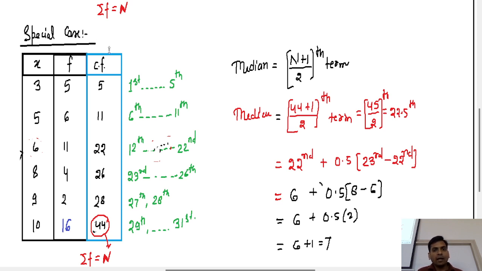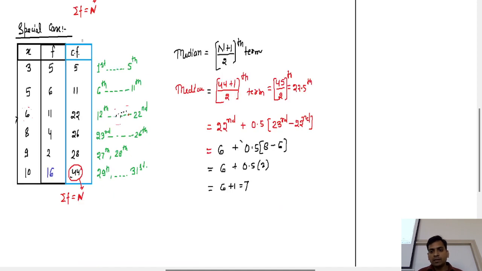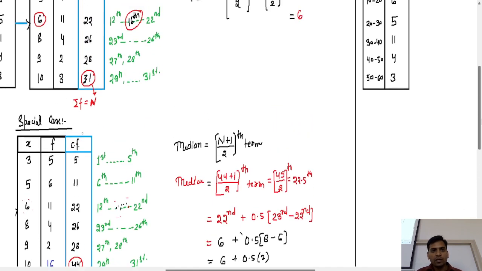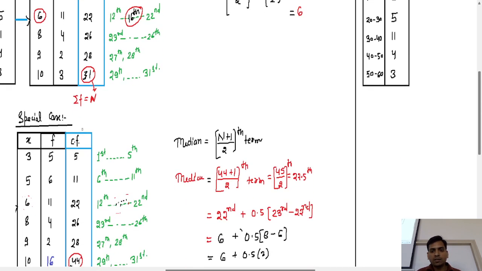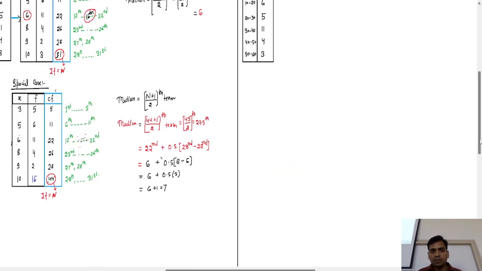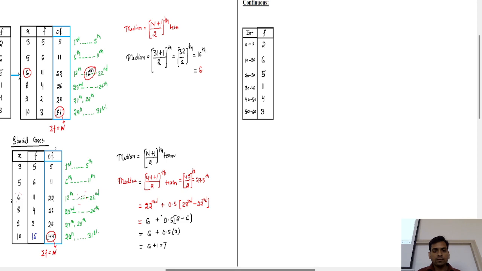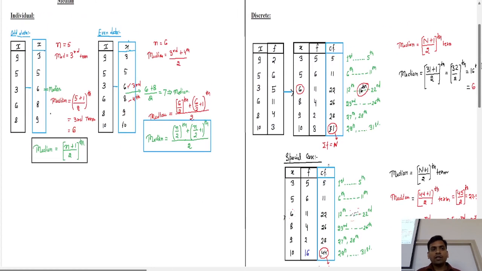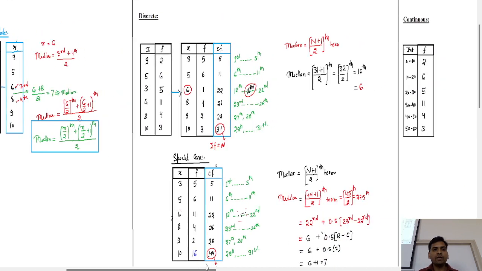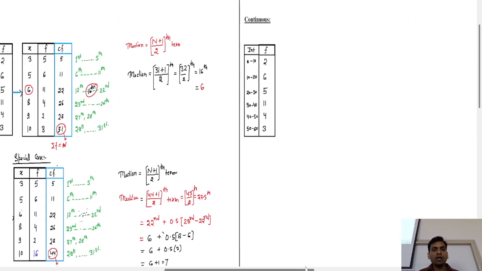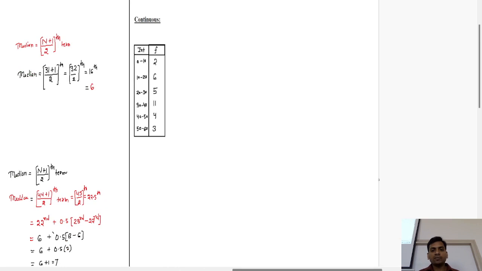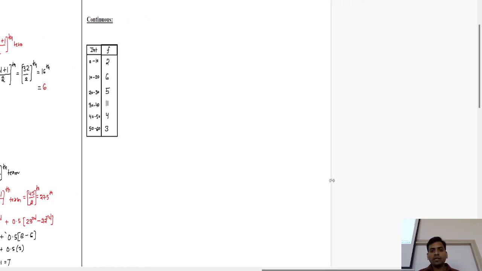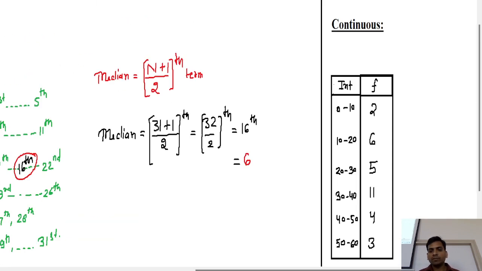Is it clear? Anyone? Any doubt, please? Any confusion? If you have any confusion, you can ask. You are free to ask, please. Clear? So, in individual data, there are two forms, odd and even. In discrete, only one formula. Now we are studying which one? Continuous data. Continuous data is very interesting.